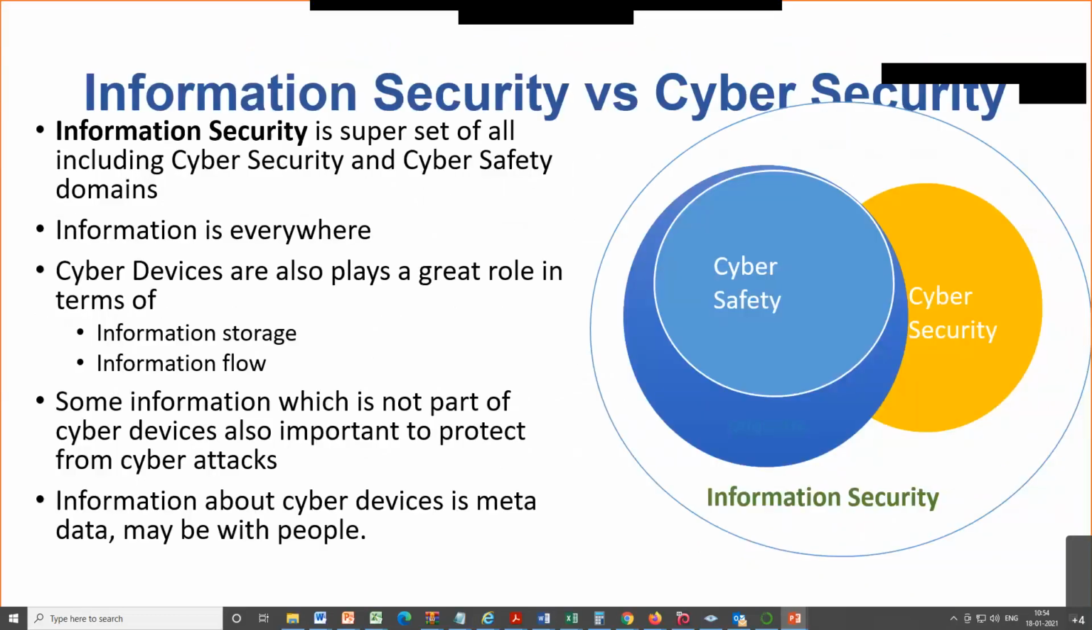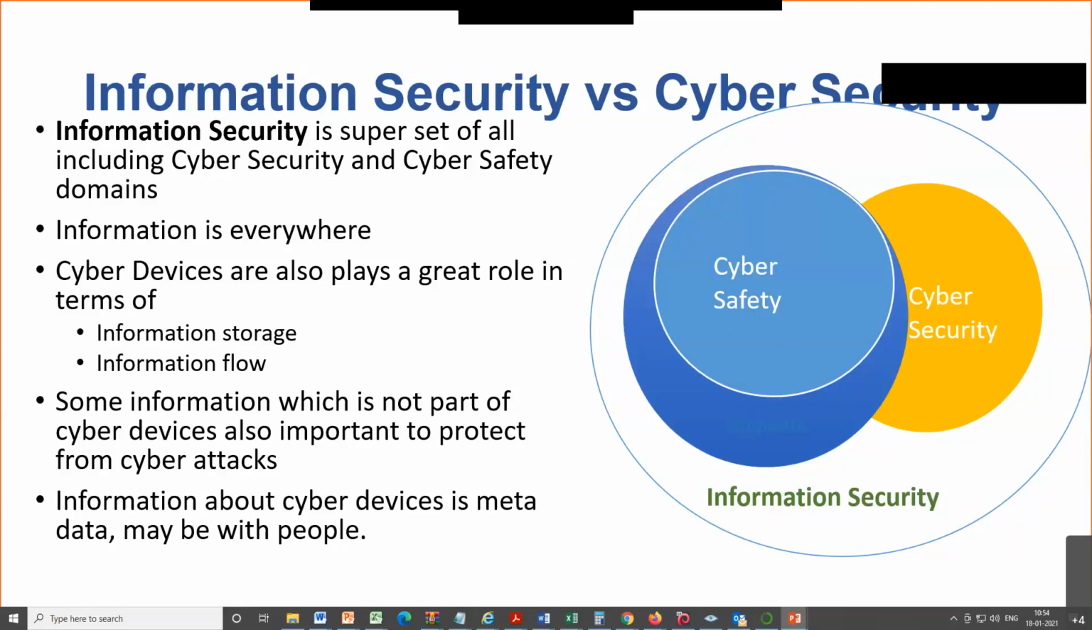Then coming to information security. Information security is a superset of all, including cyber security, cyber safety, and communication security. There are a variety of security domains in information security: physical security, communication security, identity security, some part of cyber safety, some part of cyber security. But information is everywhere. And whatever devices you are using play a great role in terms of information storage and information flow.